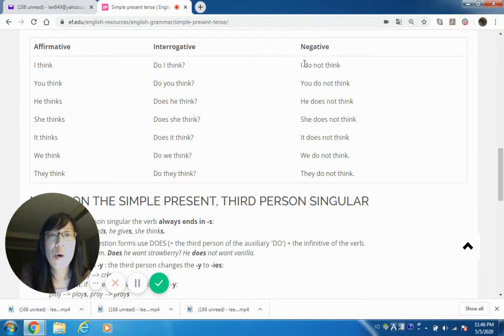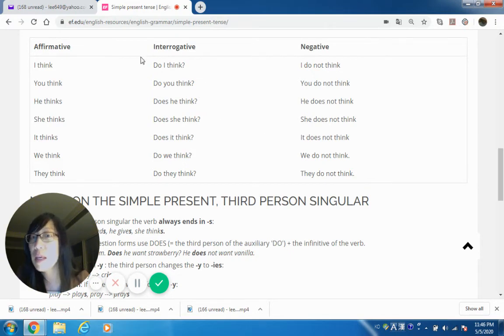Now, what's the abbreviated form of do not? I don't think. You don't think. He doesn't think. She doesn't think. It doesn't think. We don't think. And they don't think.